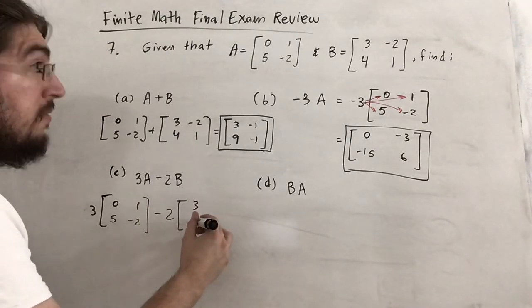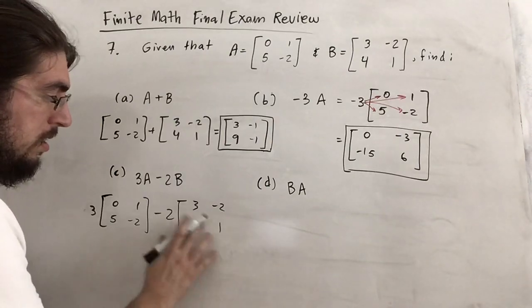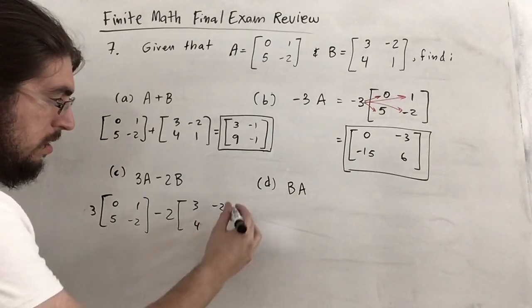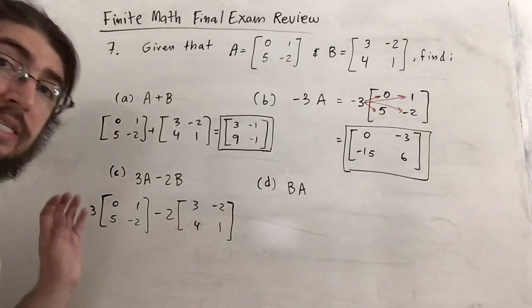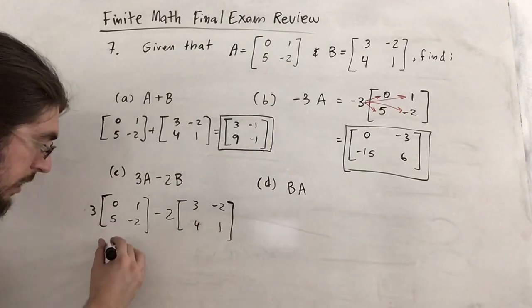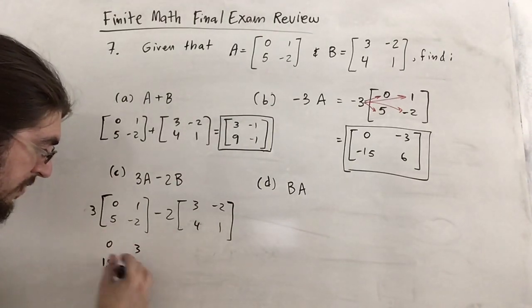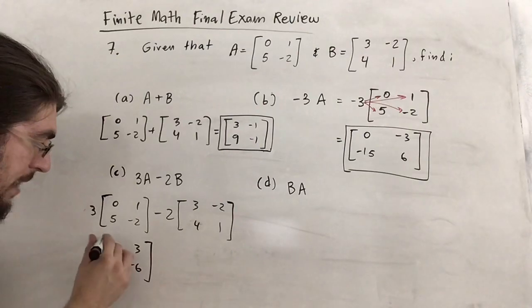B is 3, 4, negative 2, 1. Good. Awesome. So now I'll scale these in. So 3 scaled in is going to be 0, 3, 15, negative 6, just like that.